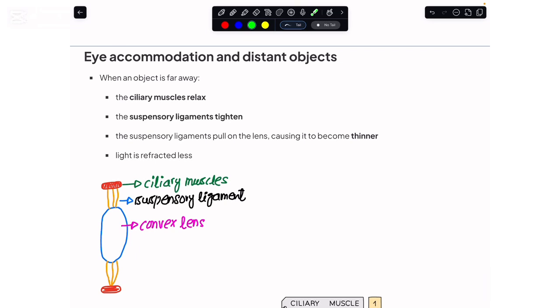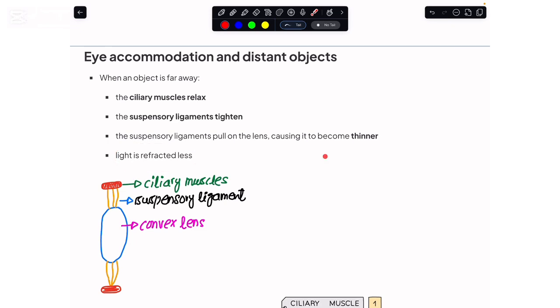If you look at the title, this goes by eye accommodation, and we start with looking at a distant object. When the object is placed far away, the ciliary muscles relax. When these muscles relax on both sides, the suspensory ligaments become tightened and pull on the convex lens. When the lens is pulled, it becomes slackened or thinner, and as a result the light is refracted less.